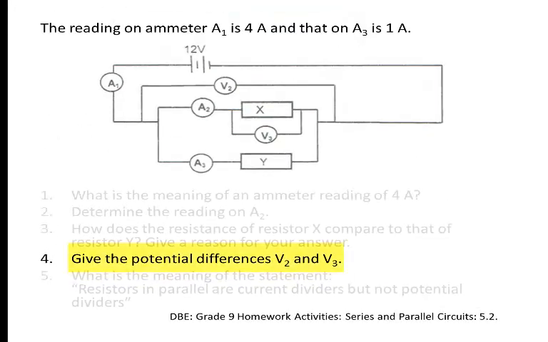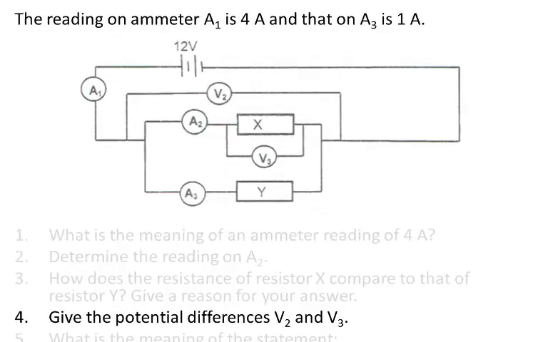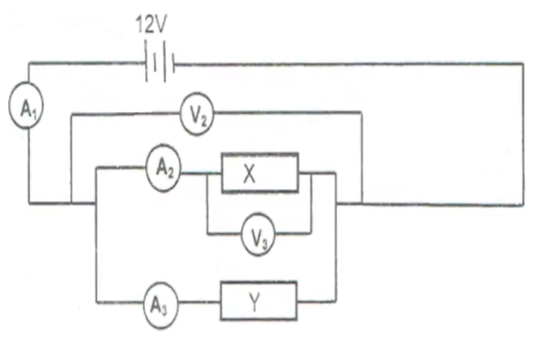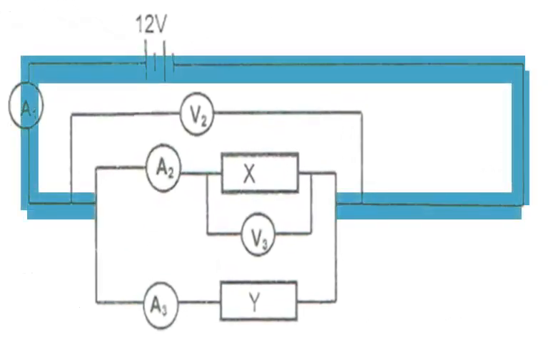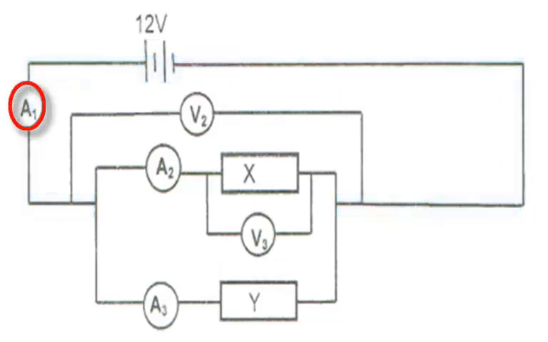Question 4. Give the potential differences V2 and V3. This is a simple parallel circuit. There are no resistors in the main part of the circuit. Remember, an ammeter is not a resistor. An ammeter has zero resistance. It just counts the current. It doesn't offer any resistance.